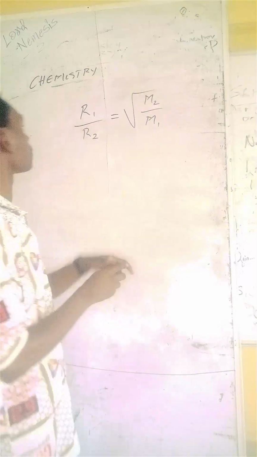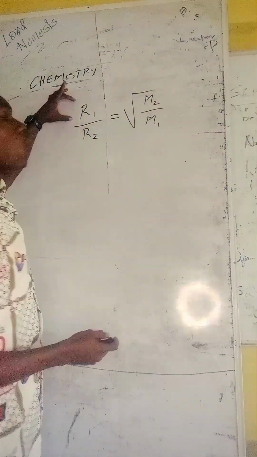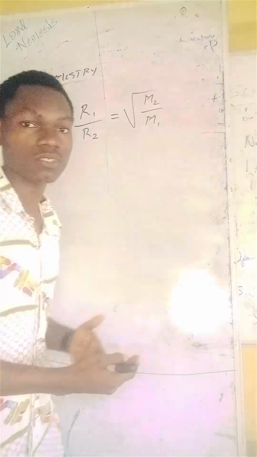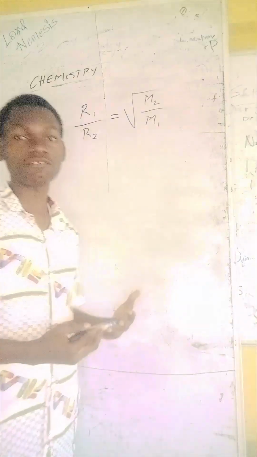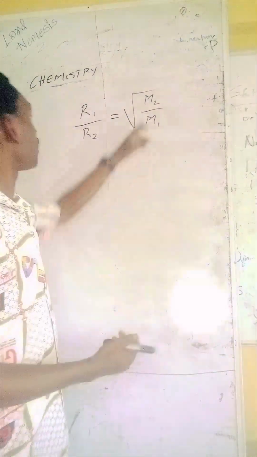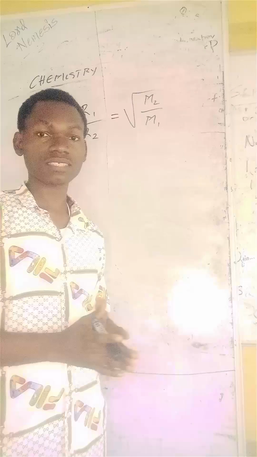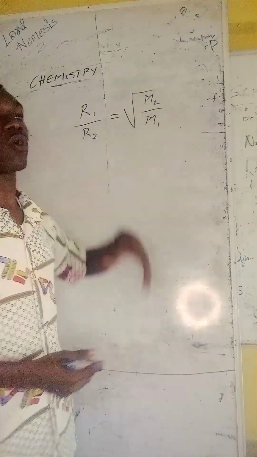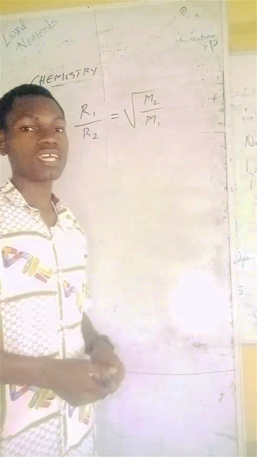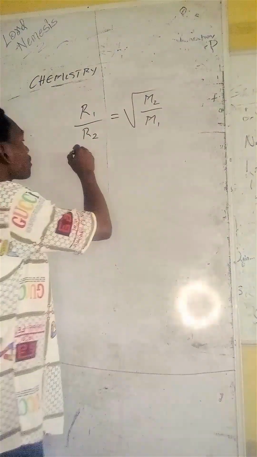Now, what do all these parameters mean? R1 is the rate of diffusion of the first gas. R2 is the rate of diffusion of the second gas. M2 is the molar mass, or the weight, of the second gas, and M1 is the weight of the first gas. Now let's define these parameters.